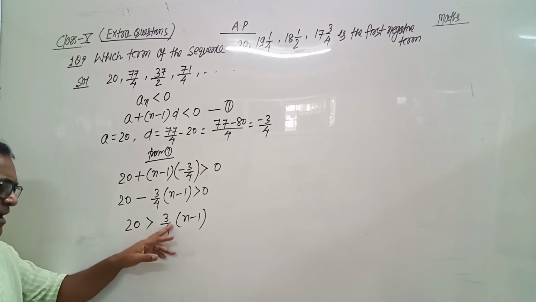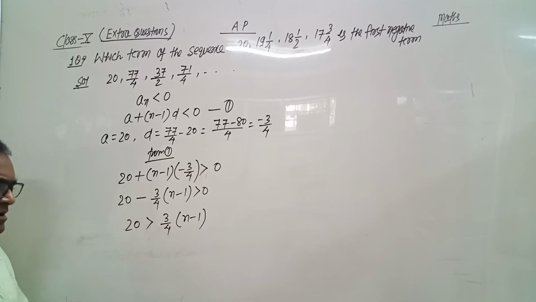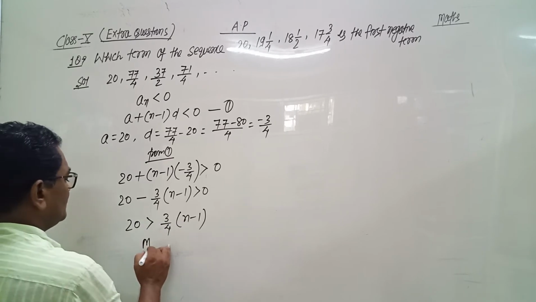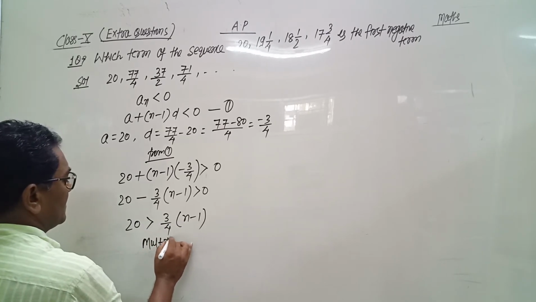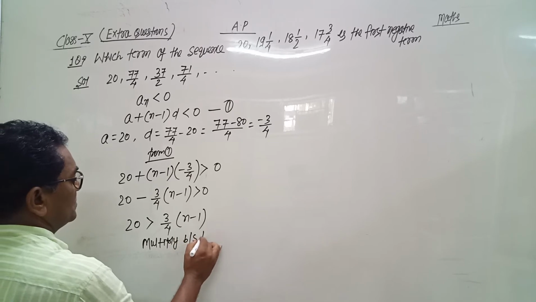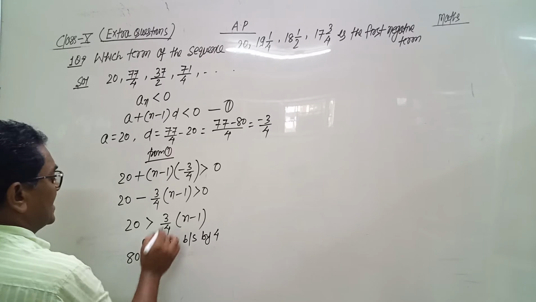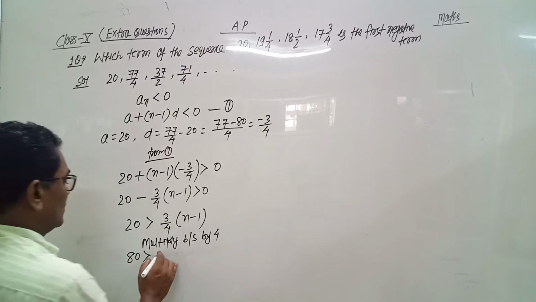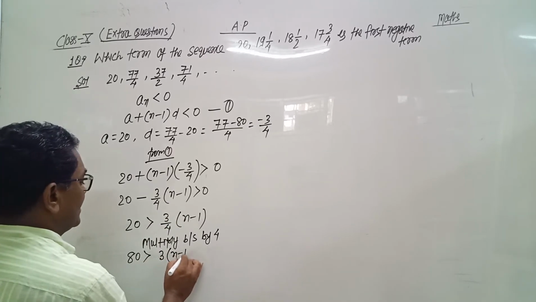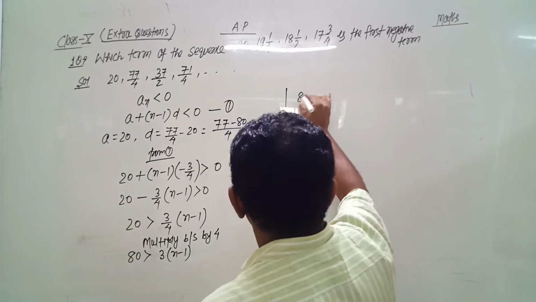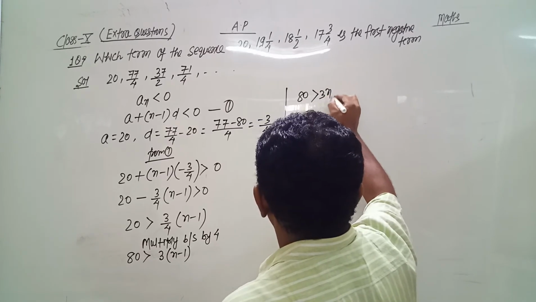So for removing the denominator term, we will have to multiply both sides by 4. So 20 into 4, 80, is greater than 3 by 4 multiplied by 4. The 4 gets cancelled and comes 3 (n minus 1). Then 80 is greater than 3n minus 3.